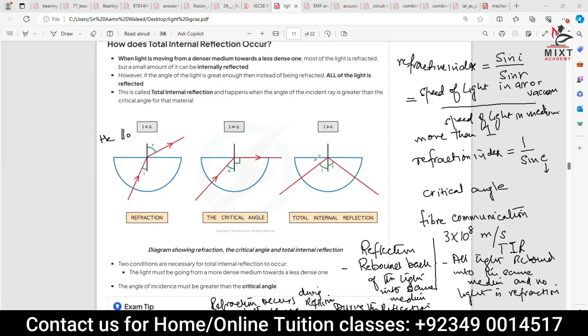Now, what is the second point? The second point must be the critical angle. So you can say that for reflection, there is no need for any critical angle. Reflection occurs at any angle. While in TIR, the condition is that the angle of incidence must be greater than the critical angle of the material through which the light is passing. So at TIR, the angle of incidence must be greater than the critical angle. All right? So these are the two differences between reflection and TIR, which is total internal reflection.